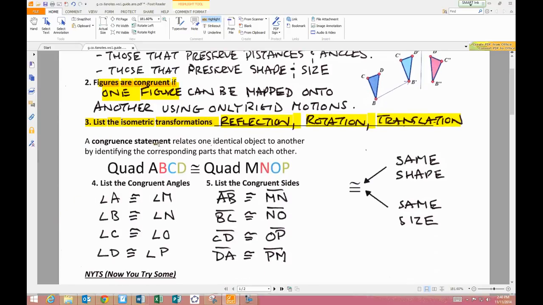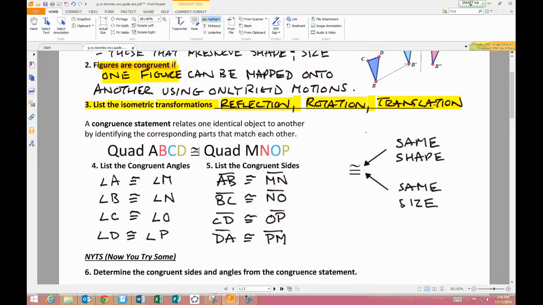Okay, a congruent statement is when we match up corresponding parts, for example, angles or sides. So if we know that quadrilateral ABCD is congruent to quadrilateral MNOP, we know that angle A is congruent to angle M because they're the first term. And angle B is congruent to angle N because they're the second term in each one, and so forth. Additionally, since it's a quadrilateral, it also has 4 sides. So side AB is congruent to MN, BC to NO, and so forth. You can even match up the colors on mine here. Okay? Make sure you copy those down.